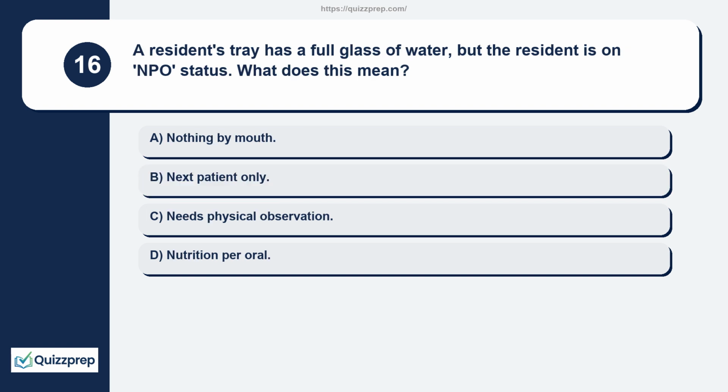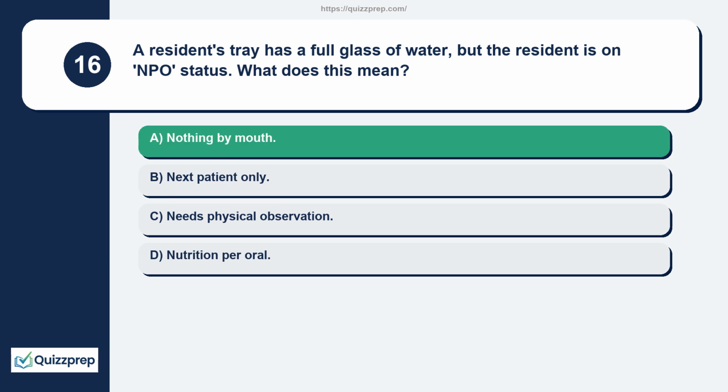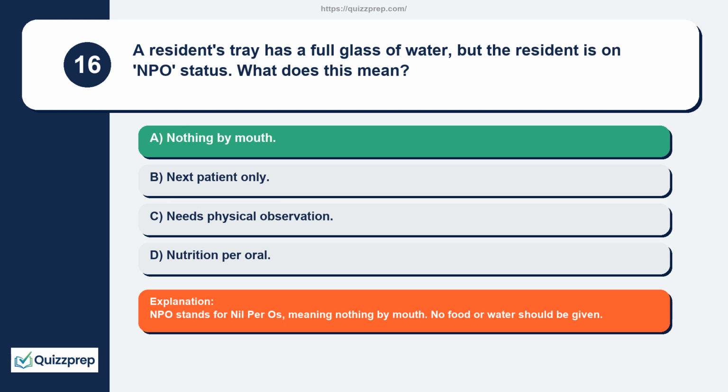Question 16. A resident's tray has a full glass of water, but the resident is on NPO status. What does this mean? Nothing by mouth. Next patient only. Needs physical observation. Nutrition per oral. NPO stands for nil per os, meaning nothing by mouth. No food or water should be given.